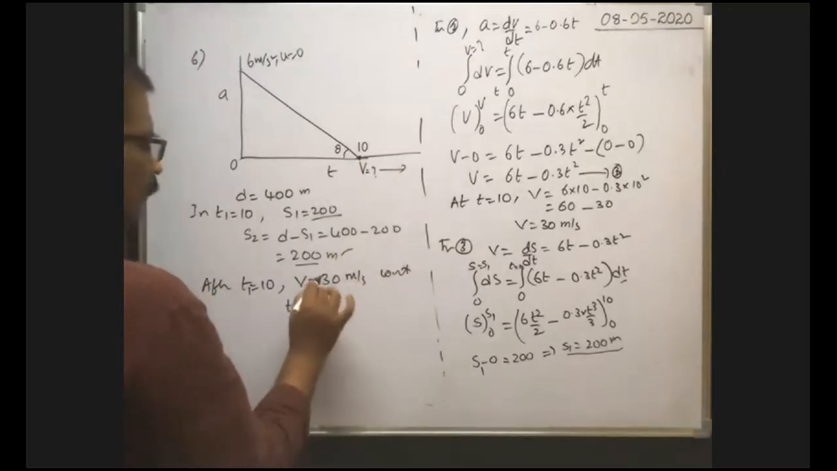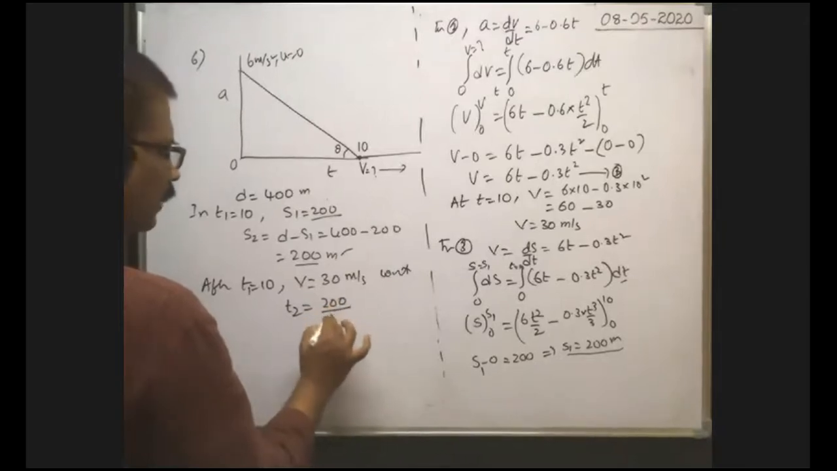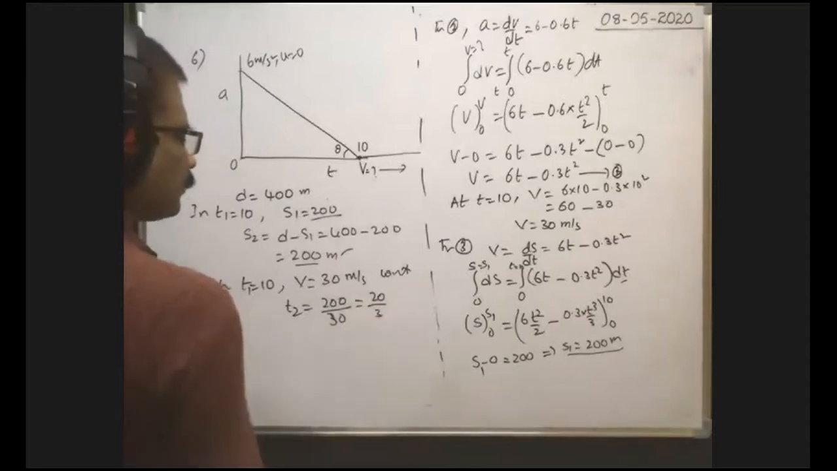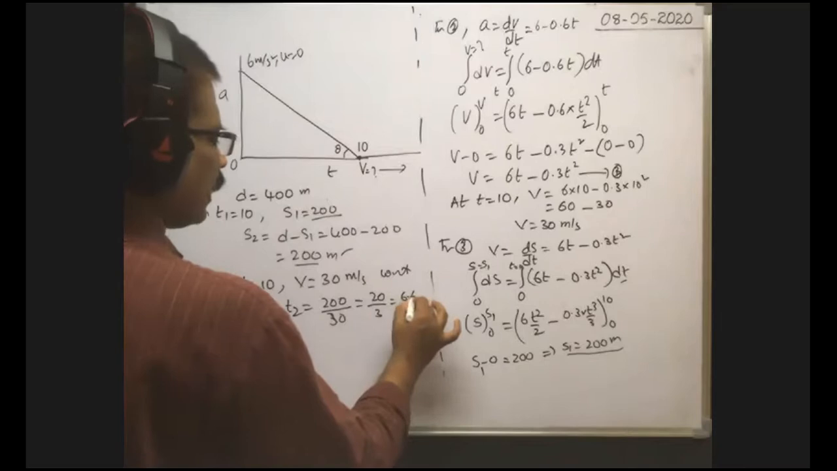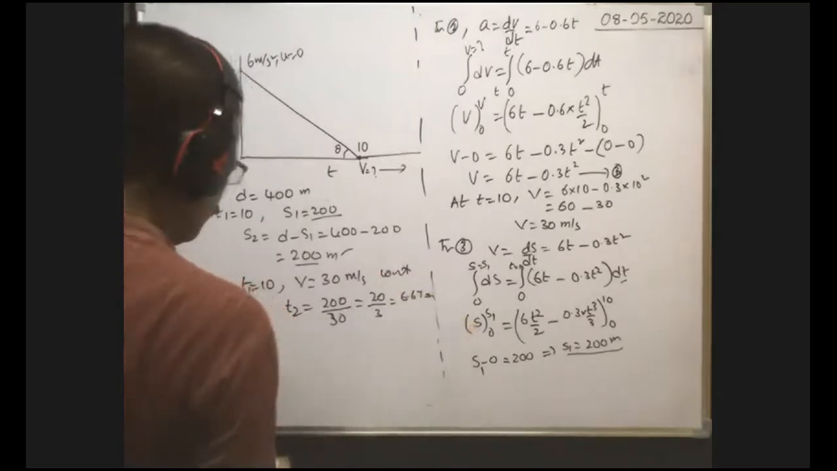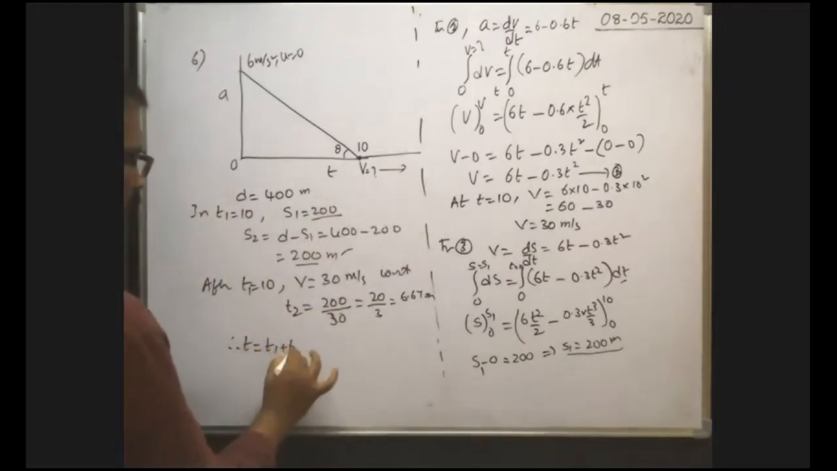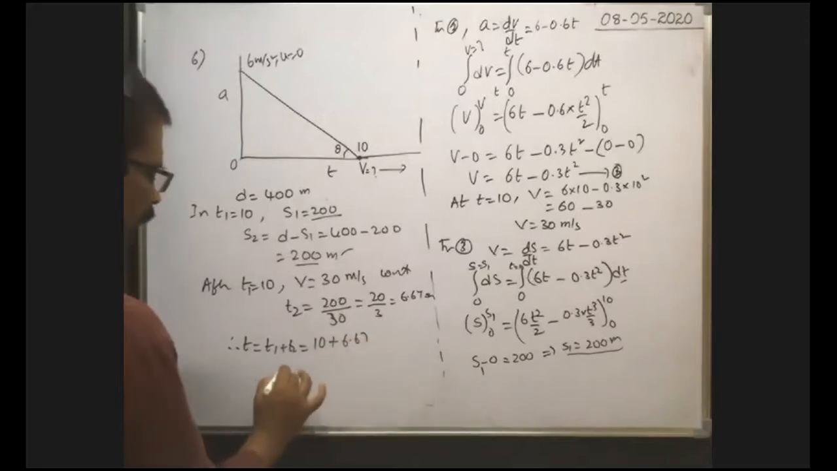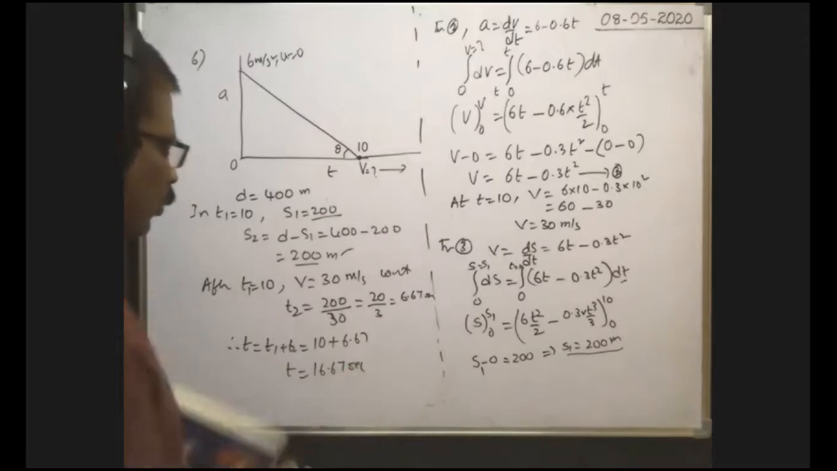So distance traveled 200 by speed v means 30. That is equal to 20 by 3. Okay, therefore this is equal to 6.66. That means 6.67 seconds we can write now. Therefore total time taken by the body to cover 400 meter distance is equal to T1 plus T2. T1 is equal to 10 plus T2 means 6.67. Therefore total time is equal to 16.67 seconds. It is the total time taken.